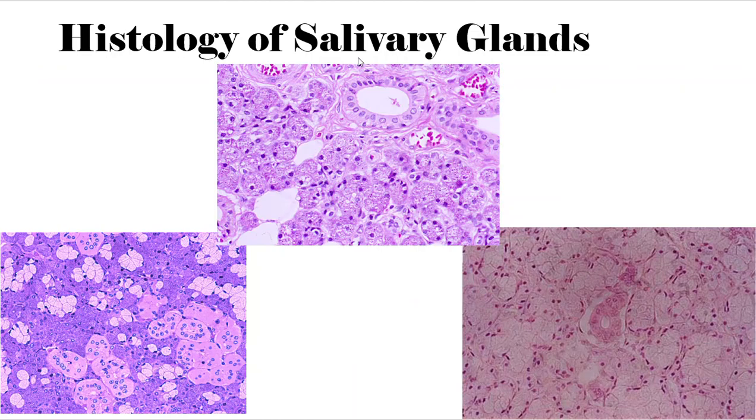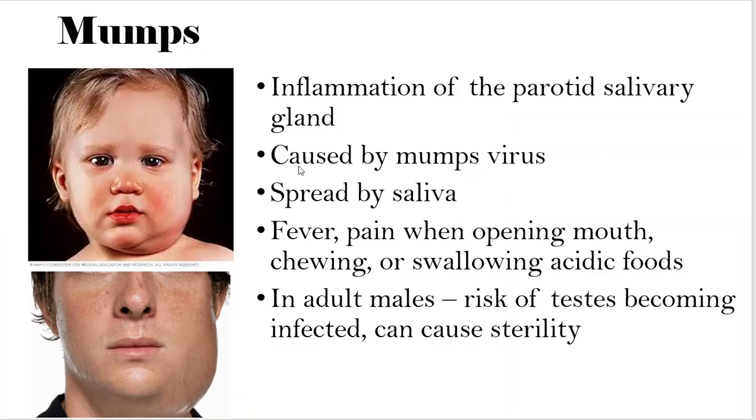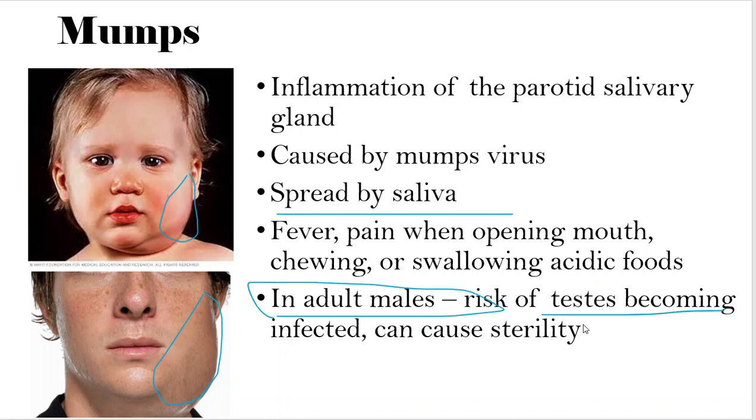Okay, here are some histology, but I'm going to let you guys do that in the lab. I'm not going to have any pictures on the exam for that. Mumps, that's what it looks like. Very, very inflamed glands. This is spread by saliva. Fever, pain, especially when opening the mouth, chewing or swallowing acidic foods. And in adult males who get the mumps, there's actually a risk of the testes becoming infected and causing sterility.